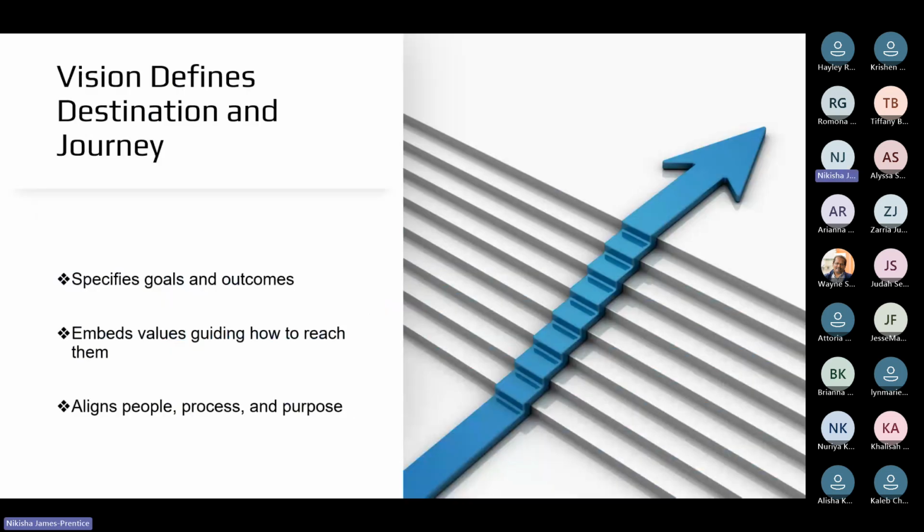Vision defines destination and journey. A strong vision clearly defines where the organization wants to go and how it will get there. It sets specific goals like rankings, employment rates, or innovative targets, while also emphasizing the core values and ethics that guide the journey. For example, a business school may aim for top rankings and high job placements, but also value teamwork, integrity, and student development along the way. Thus, a true vision combines results and principles, shaping both the destination and the path taken to achieve it.